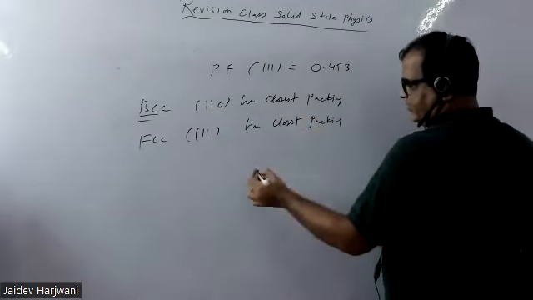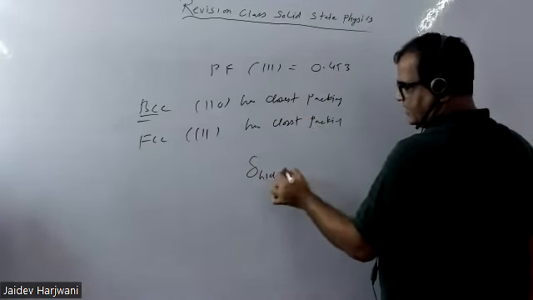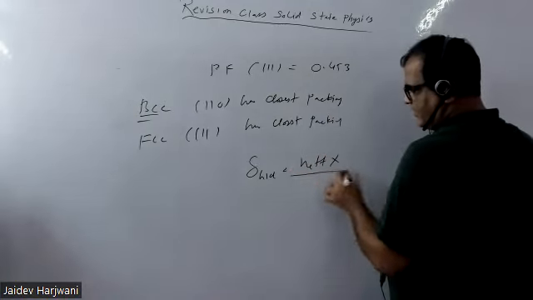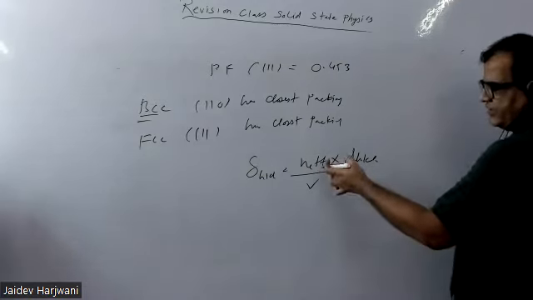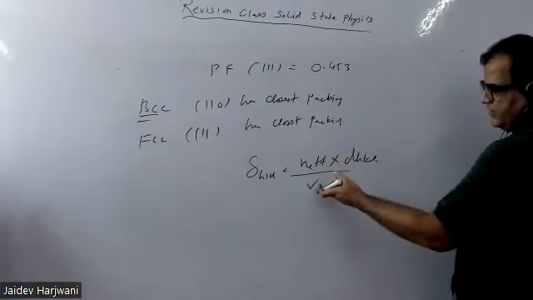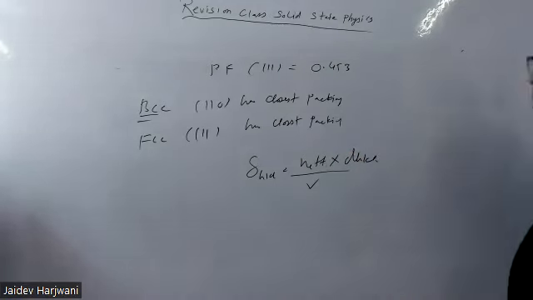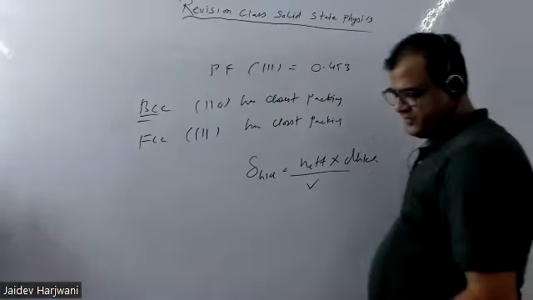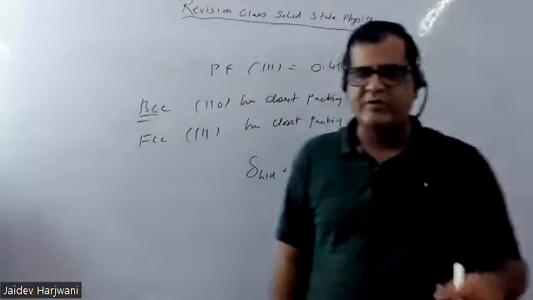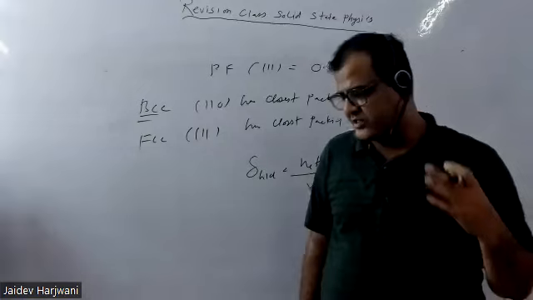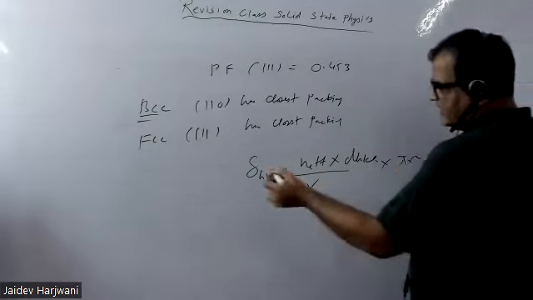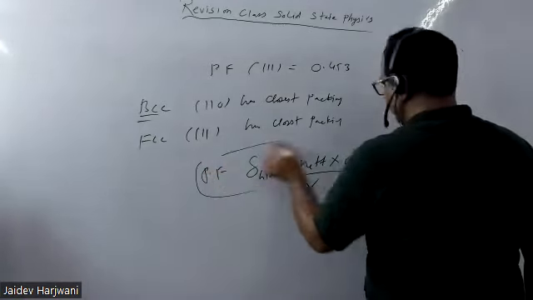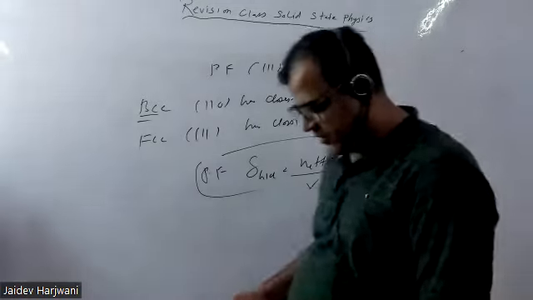So the formula is the same. The density formula is n effective upon volume into dhkl. For simple cubic n effective is 1, BCC 2, and FCC 4. The volume is always a cube. So you can easily calculate the planar density using this formula. No need to draw the plane, count the number of atoms and then calculate the area. That will consume more time. Directly use this formula and just multiply by pi r square. That will give you the packing fraction of that particular plane.